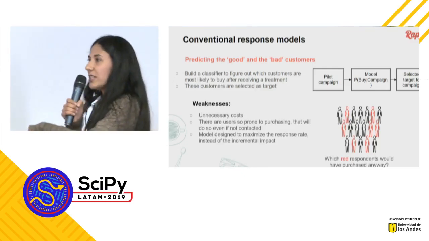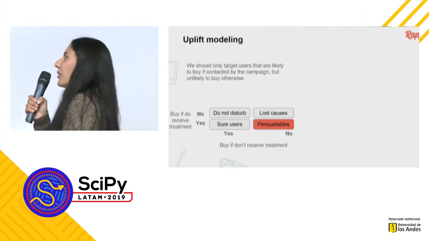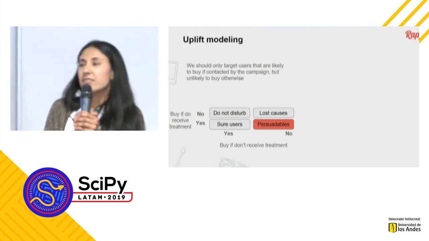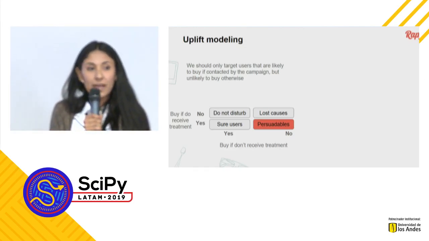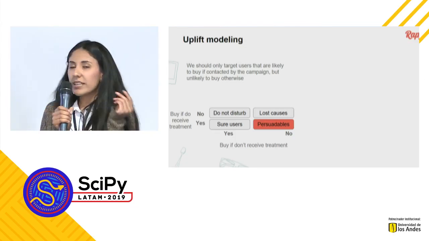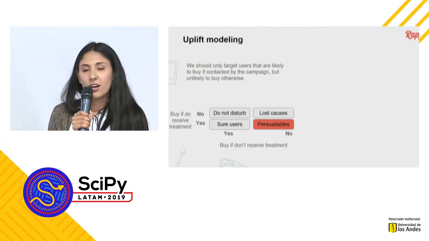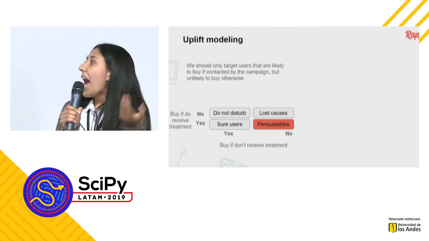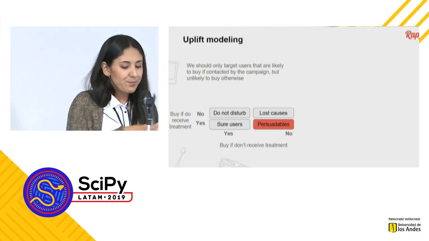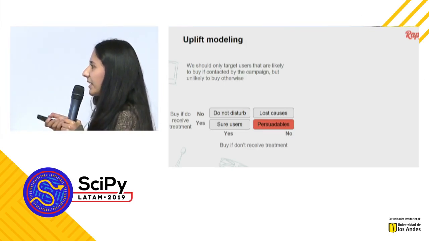That's why we didn't use this conventional model, but we used another model. That is Uplift modeling. So the key point of Uplift modeling is just targeting users who are likely to buy with the campaign, but are not likely to buy if they are not contacted. So for this, we need to analyze two things. First, the behavior of the customer if it is contacted with the campaign, and the behavior of the customer if it is not contacted.